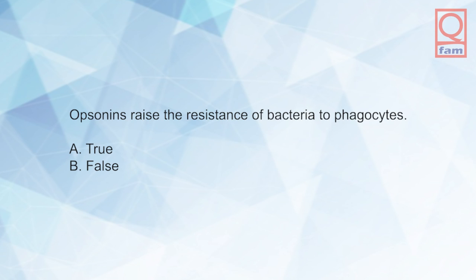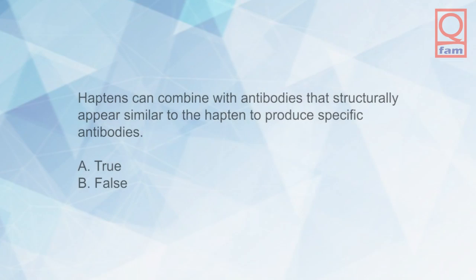Opsonins raise the resistance of bacteria to phagocytes. A. True. B. False. The answer is B. False. Haptens can combine with antibodies that structurally appear similar to the hapten to produce specific antibodies. A. True. B. False. The answer is A. True.